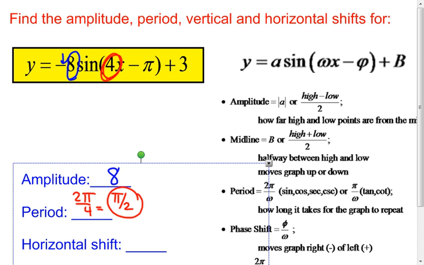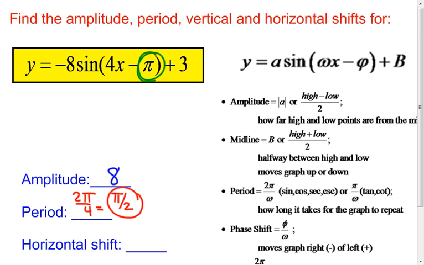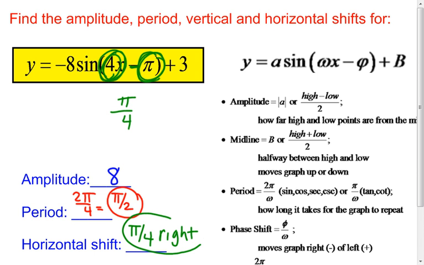So there's that. The horizontal shift comes from taking this value right here, which is your phi, over your w. Okay, your phi over your w. So your horizontal shift comes from taking pi over the number in front of the x, which in this case is 4. Okay, so my horizontal shift is pi over 4. Because it's a negative in the middle, it's opposite of what you think, but when it's negative in the middle, it actually will move the graph right. So I want you to tell me that too. Give me how much and which direction.